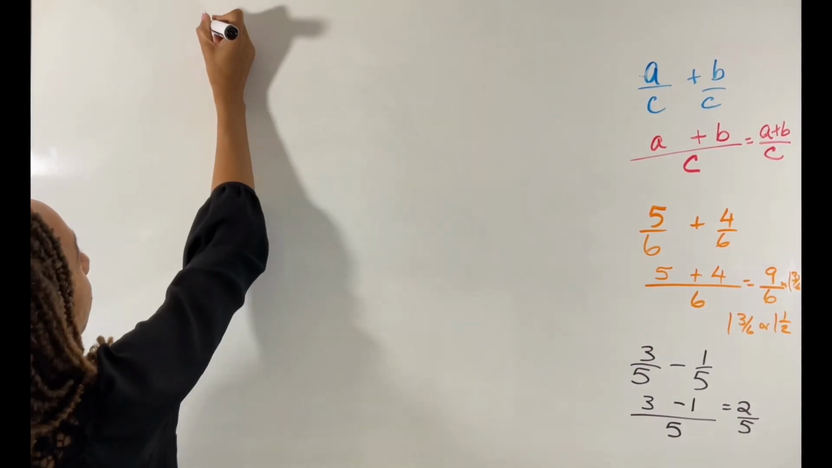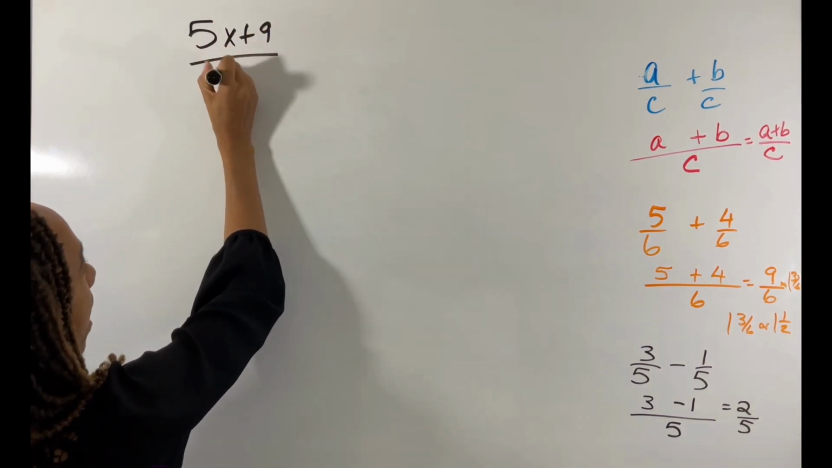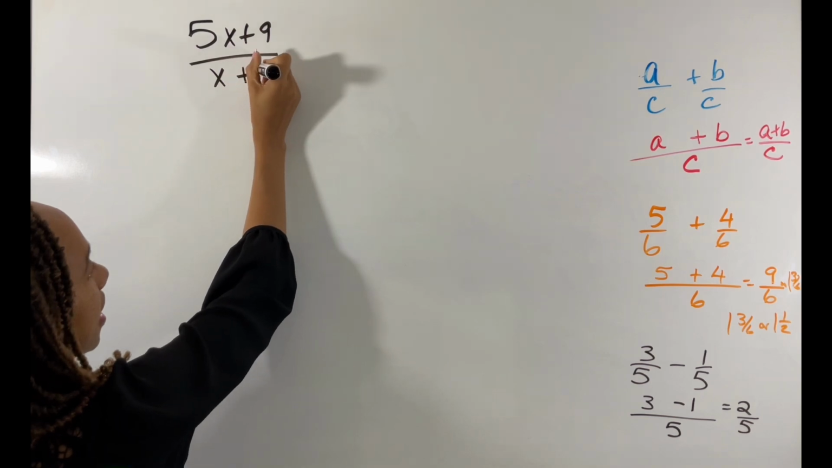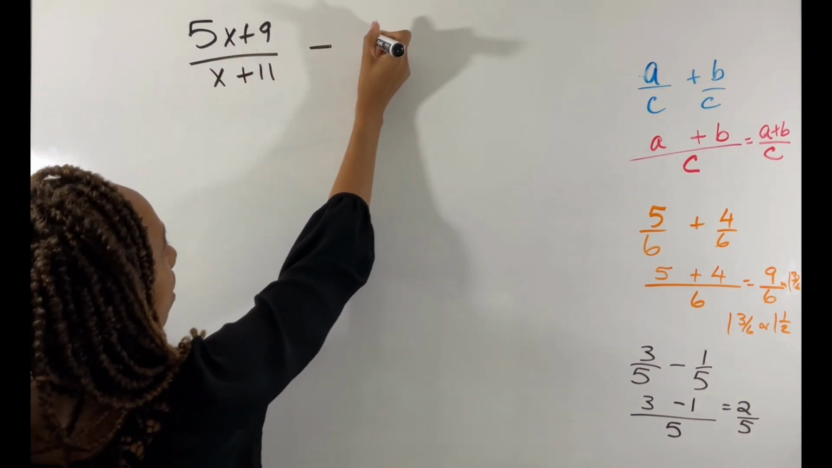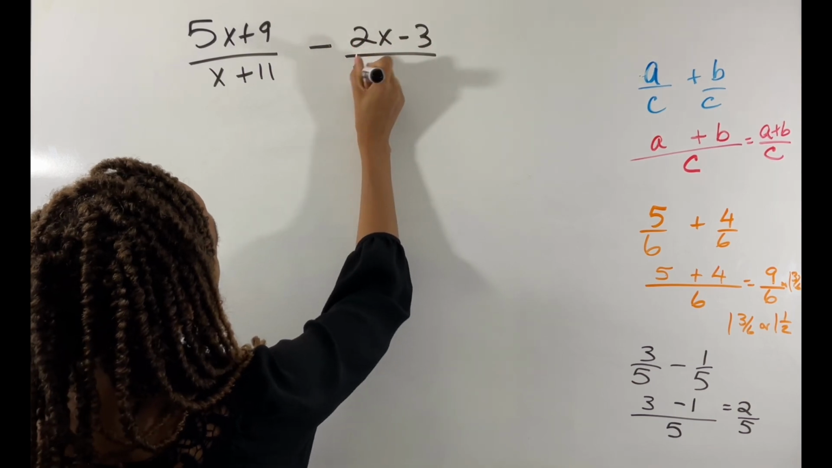My next example here is going to be 5x plus 9 over x plus 11 minus 2x minus 3 over x plus 11.